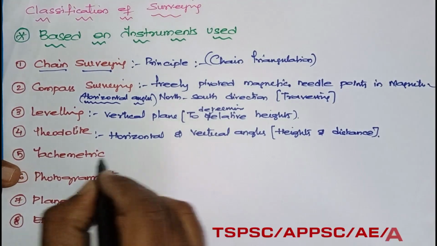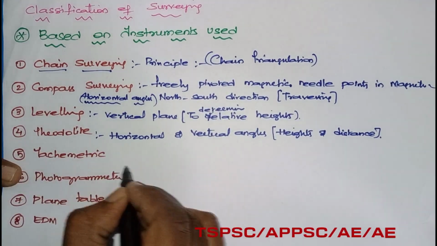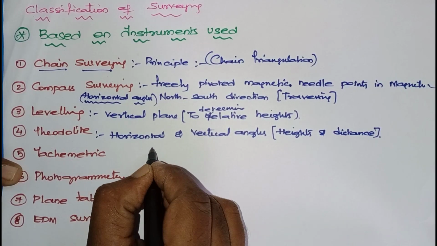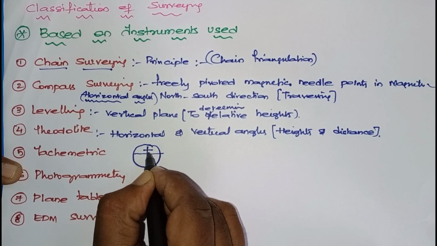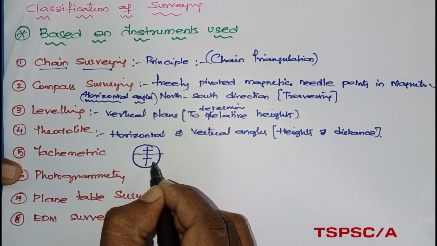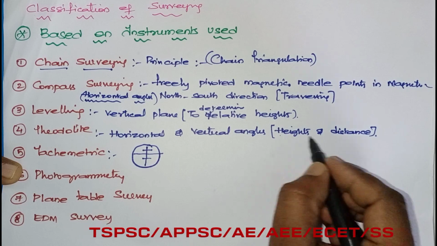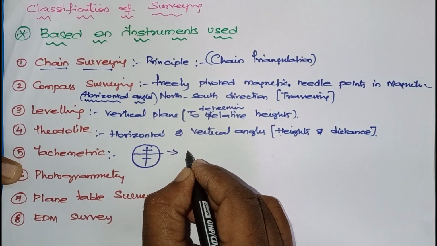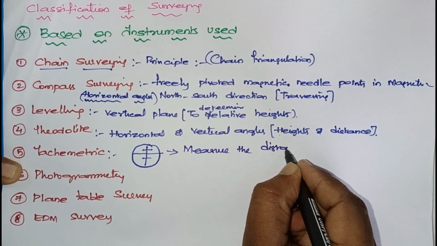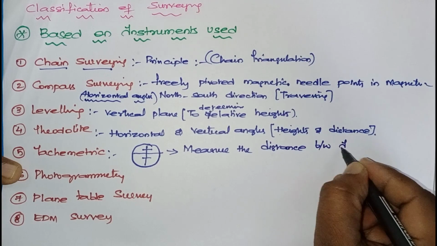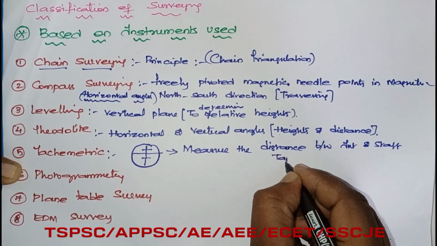Now this tacheometry is not a separate instrument. This is just like a theodolite, but along with the crosshairs you will have stadia hairs. What are these? Stadia hairs. You can use it to calculate heights and distances, and you can measure the distance between instrument station and staff station without using a tape.